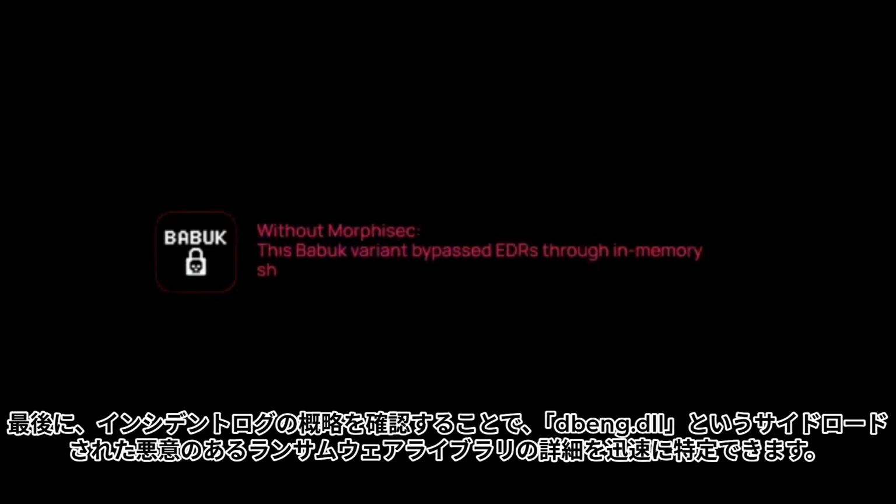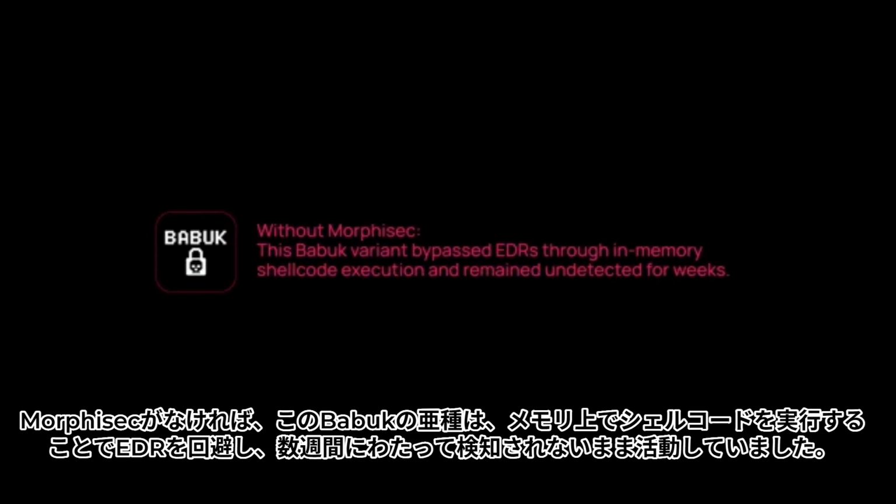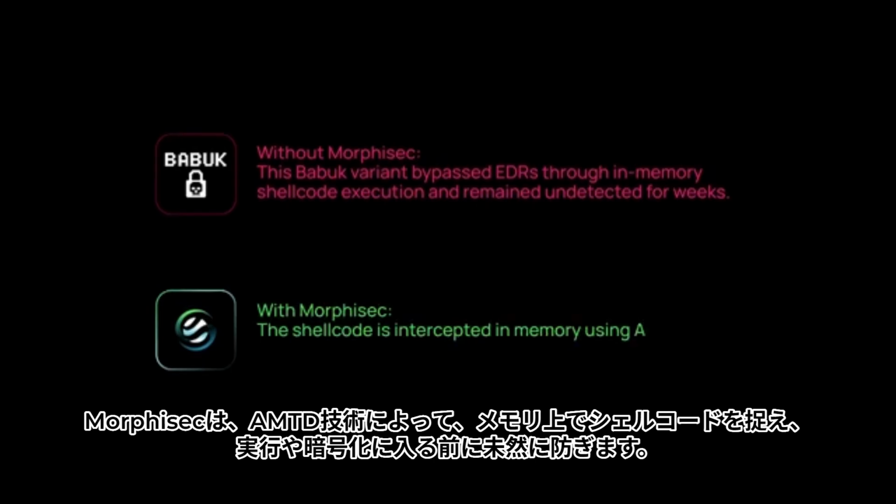Without Morphisec, this Babuk variant bypassed EDRs through in-memory shellcode execution and remained undetected for weeks. With Morphisec, the shellcode is intercepted in memory using automated moving target defense, preventing execution and encryption.